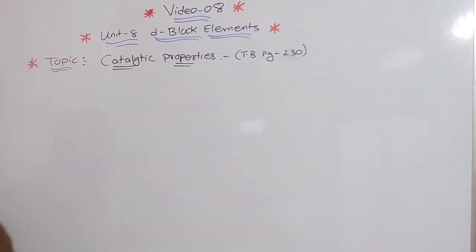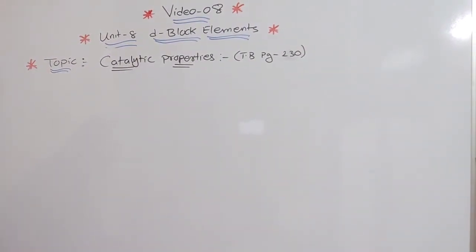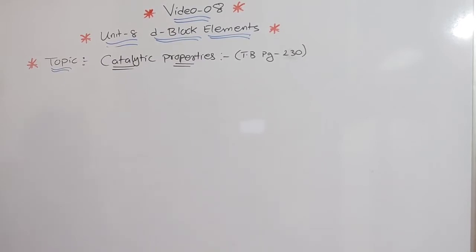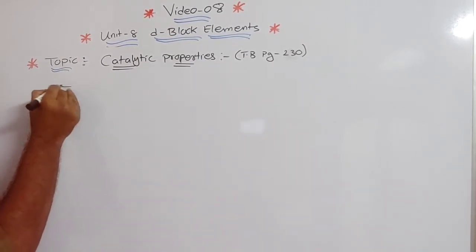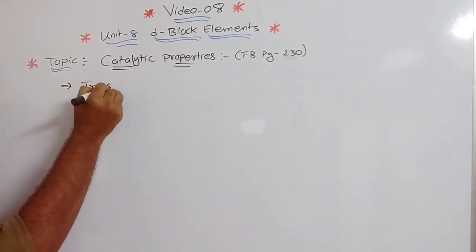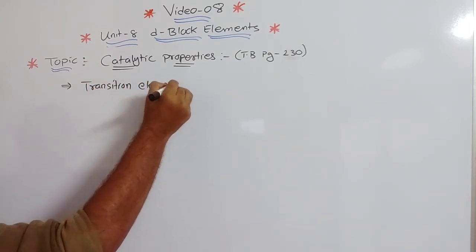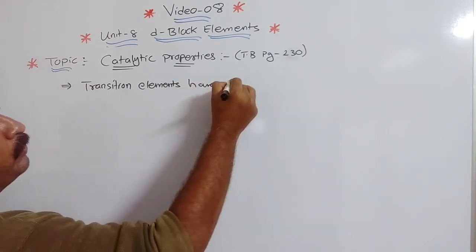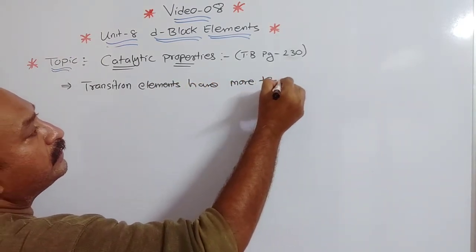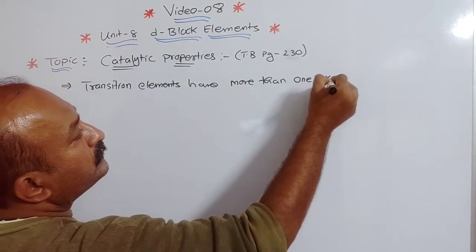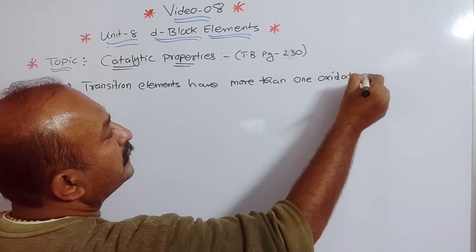So the reason why they form catalysts is that transition elements have more than one oxidation state.